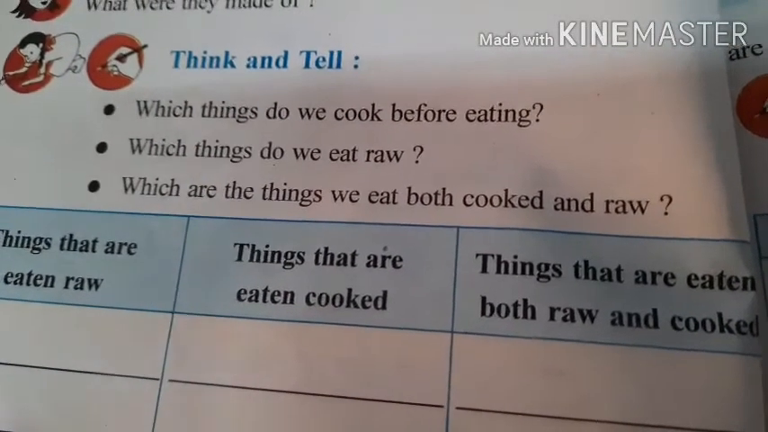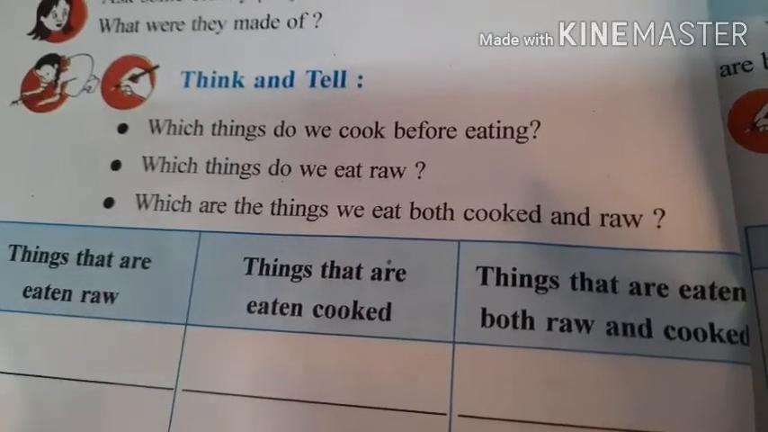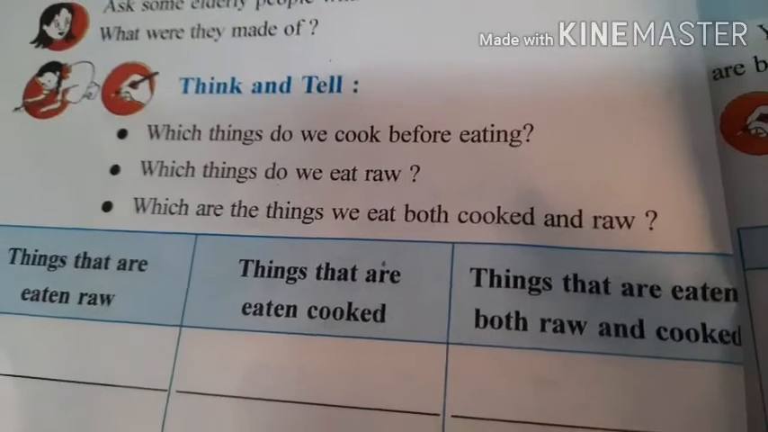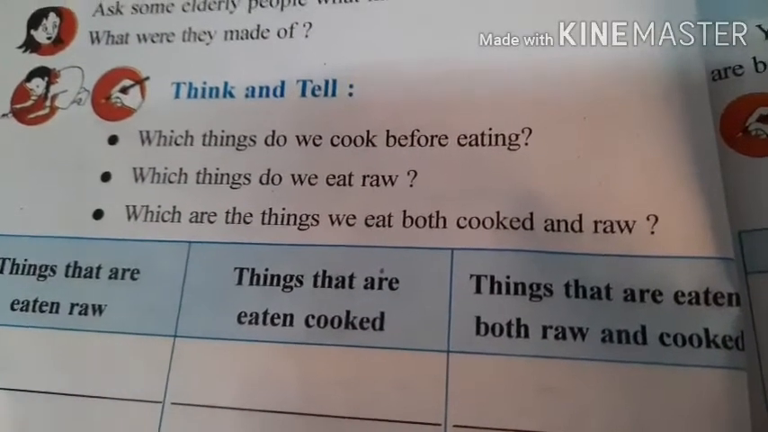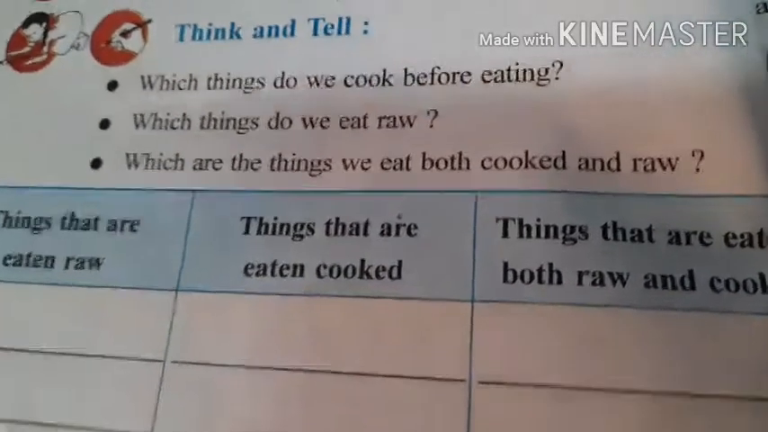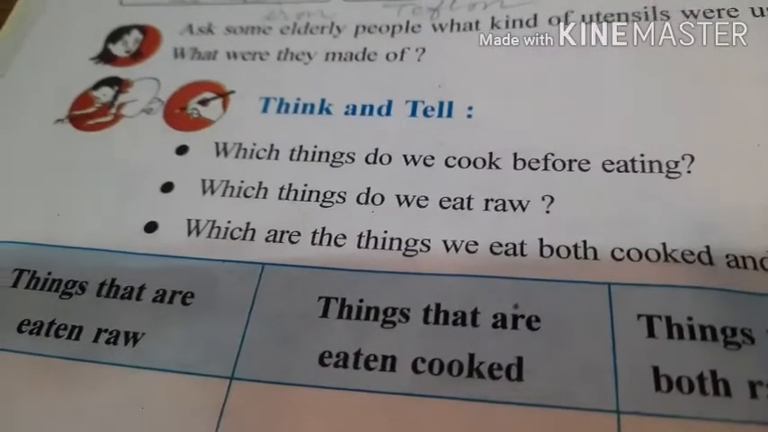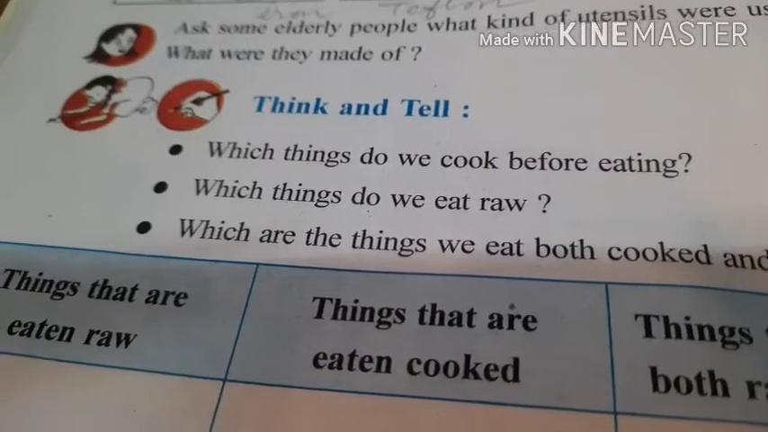Now think and tell, which things do we cook before eating? Which things do we eat raw? Which are the things we eat both cooked and raw? So now this is something to think and answer. There are a few things that we use raw, we can eat raw.